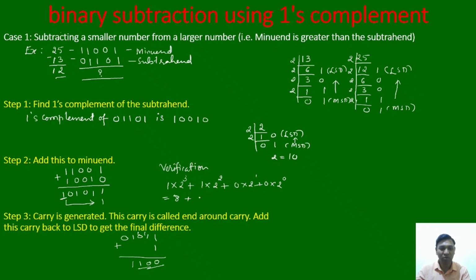2 2s are 4, 4 1s are 4, plus 0 into 2 to the power 1 is 0, plus 0 into 2 to the power 0 is also 0. You can see here 8 plus 4 gives us 12. So that is absolutely correct.